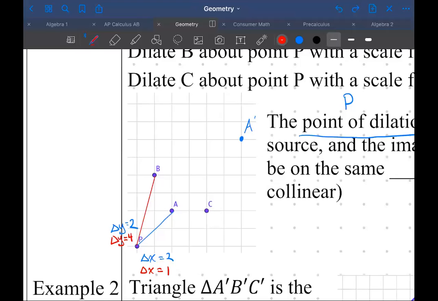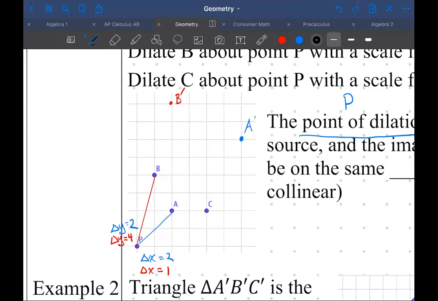Okay, so I'm going to be moving 2 to the right now. So I'm going to come 1, 2, and then instead of going 4 up, I'm going to go 8 up. So 1, 2, 3, 4, 5, 6, 7, 8, and that intersects right here. So I'll make that maybe a smaller point. It's going to be my B prime. And then finally, I'll do this one in black.